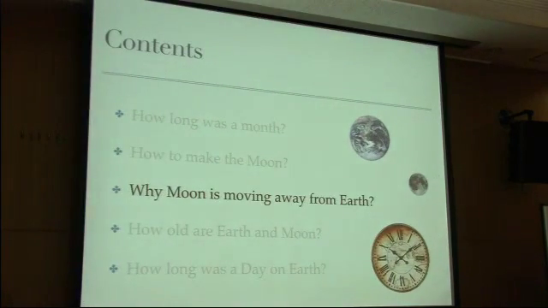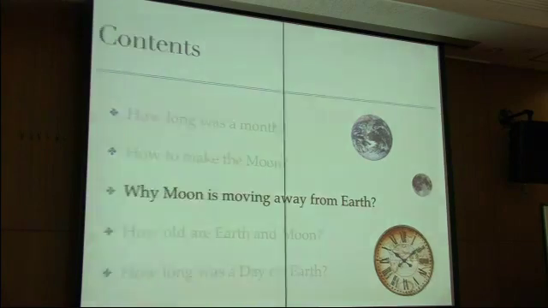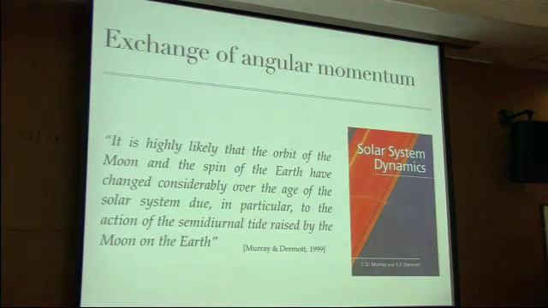So the next question is, why is the Moon moving away from the Earth? The answer to this question is very simple. Just exchange of angular momentum. You can see the explanation in the textbook, Solar System Dynamics, which is kind of a Bible for planetary scientists. Very, very thick textbook.